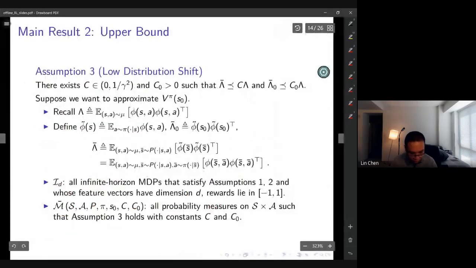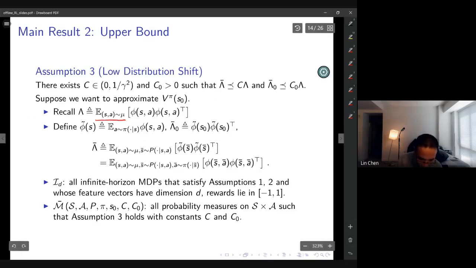And let me describe the second main result, and then I will go to the construction of my hard instance. So to prove an upper bound, we need an additional assumption. This is the low distribution shift assumption. Before that, let me introduce some definitions.